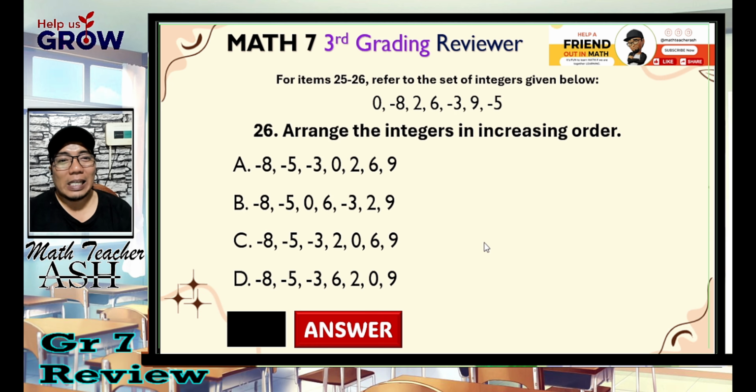Arrange the integers in increasing order. Okay, very easy. So, is it A, negative 8, negative 5, negative 3, 0, 2, 6, 9? B, negative 8, negative 5, 0, positive 6, negative 3, 2, 9? C, negative 8, negative 5, negative 3, 2, 0, 6, 9? Or D, negative 8, negative 5, negative 3, 6, 2, 0, and 9? I'll give you 5 seconds to think about your answer.